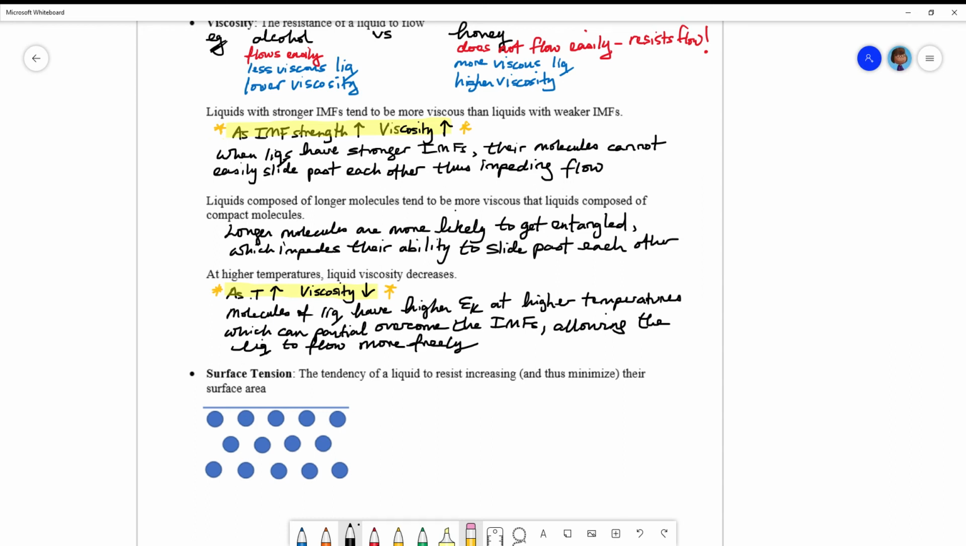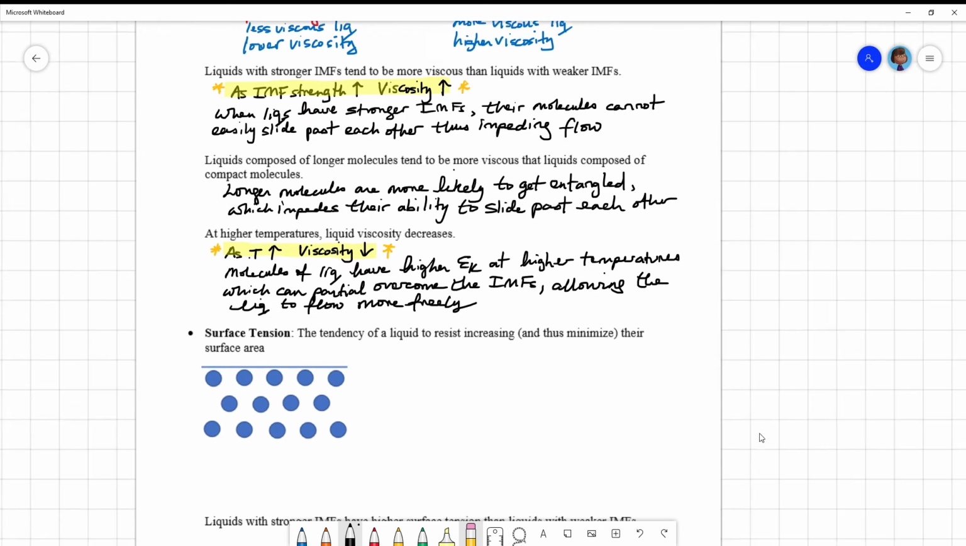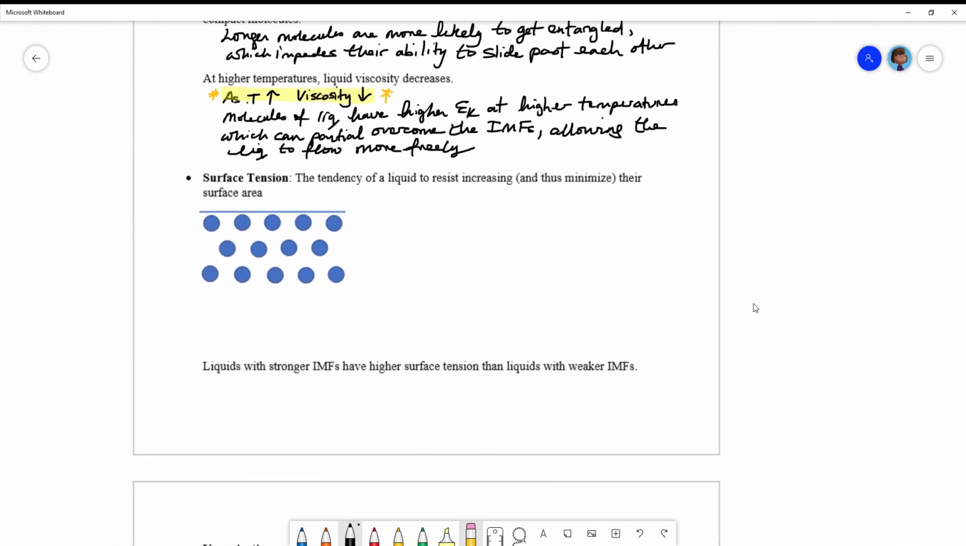Well, that's our first liquid property that was on my list for this particular lecture. Viscosity is now done. And the second property we're going to take a look at is something called surface tension. So I have the definition of surface tension right here. It is the tendency of a liquid to resist increasing and thus minimize its surface area. It really should say its surface area. Let's correct this. There we go, too. So let's read that again. It's the tendency of a liquid to resist increasing and thus minimize its surface area.